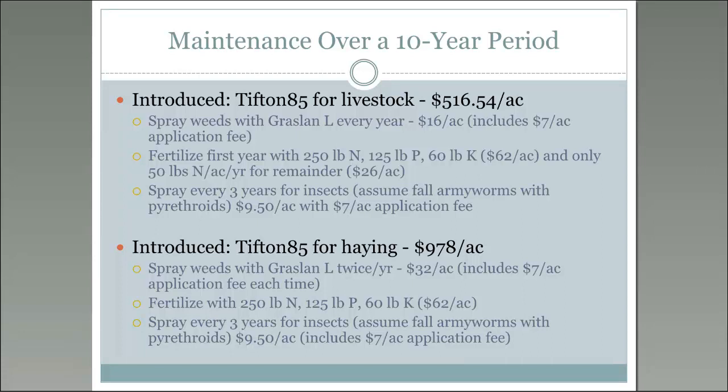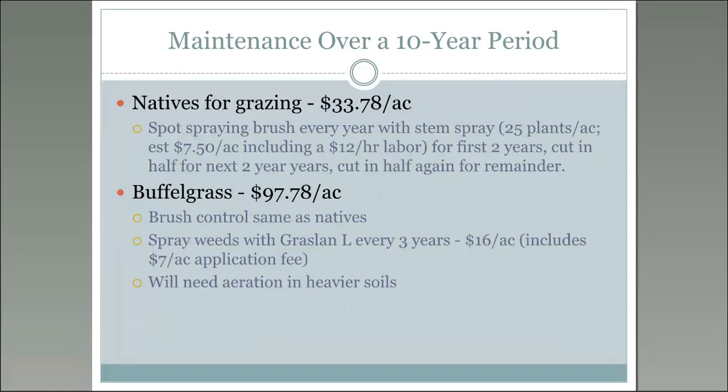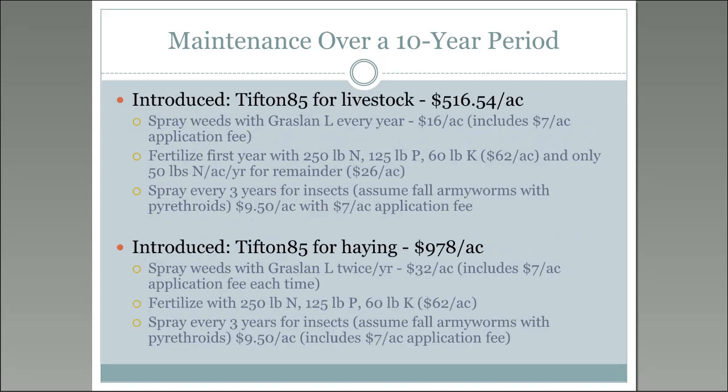Finally, we decided we would still spray about every 3 years for insects. So we added in that $9.50 per acre charge for a total of $9.78 for introduced. So just to recap, for introduced for haying, costs about $9.78 per acre. Introduced for grazing, $5.16. Buffel grass was only $97 and natives only $34.